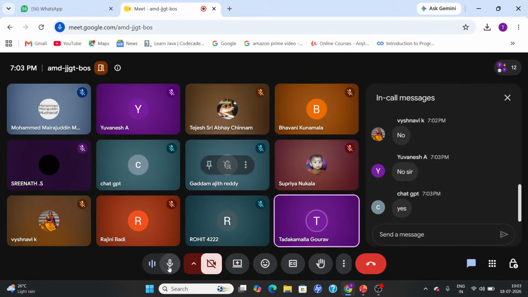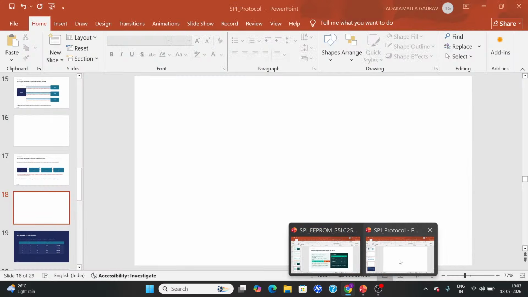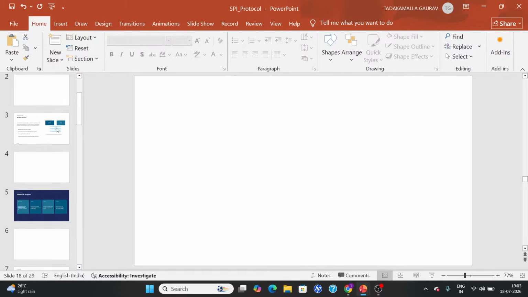Anyways, we are going to discuss SPI protocol, so that anyone who is watching this session will be able to get insights about it. Obviously, we need SPI protocol for this particular project, right? So first of all we are going to discuss SPI protocol, then we are going to start with our project. Now, let me share my screen.